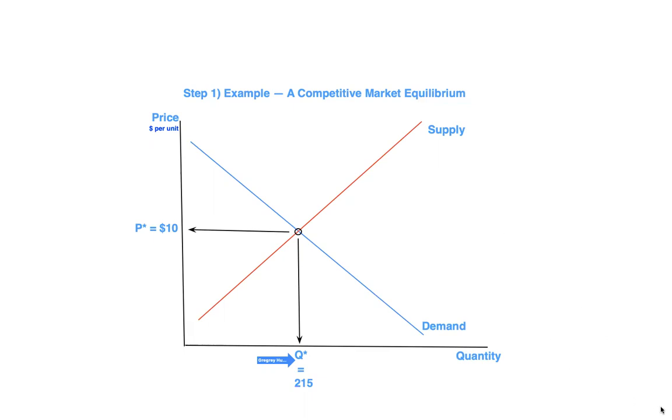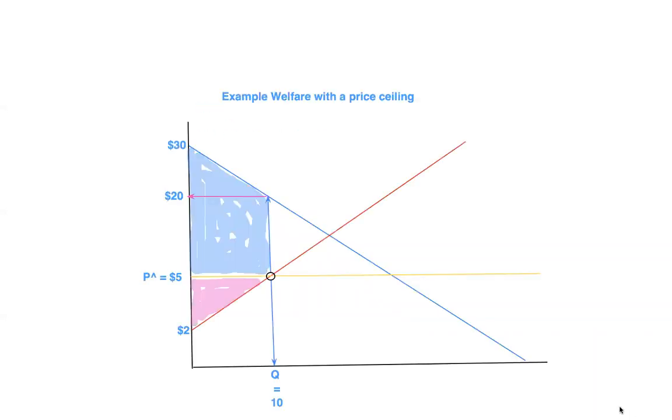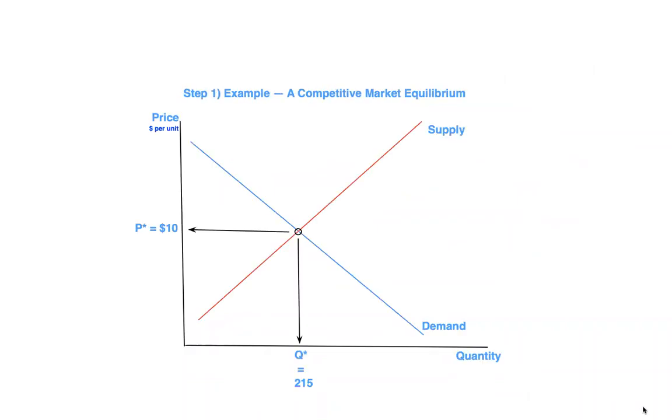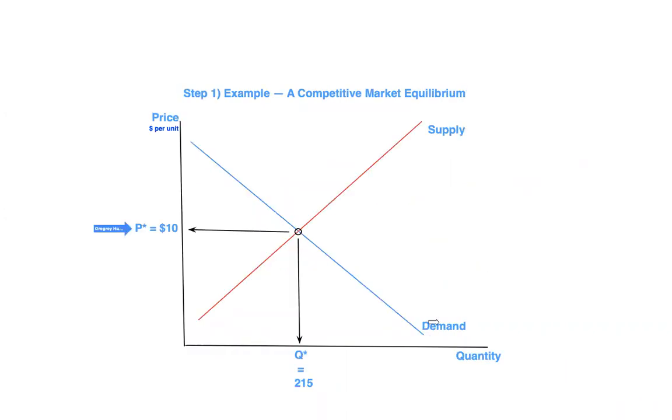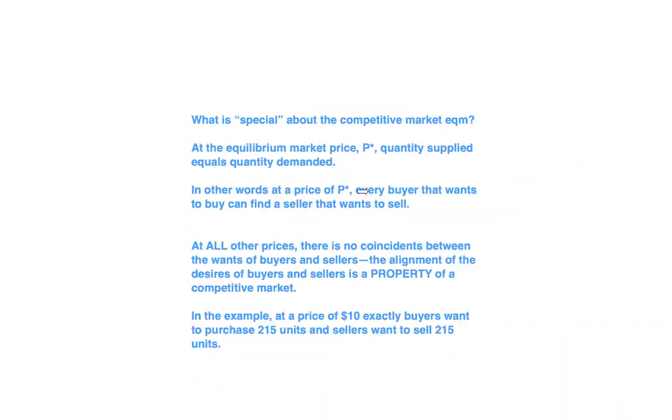Let's go to our observations about this. What's special about the competitive equilibrium? Notice that at our equilibrium price, quantity demanded is equal to quantity supplied. In other words, at the price of $10, every buyer that wants to buy a unit can find a seller who wants to sell a unit at that price. At all other prices, there is no coincidence between the wants of buyers and sellers. This alignment of the desires of buyers and sellers is a property of a competitive market.